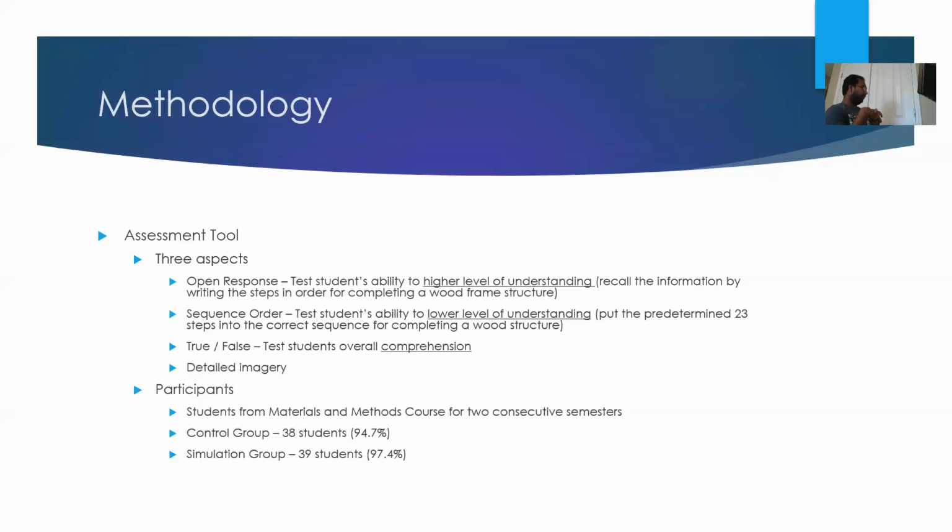The participants for the study were the students from the course for 2 consecutive semesters. The first control group had a total of 38 students, and the second group had 39 students. As you can see, we got a pretty decent response rate for the 3 assessments, which was 94.7% and 97.4% respectively.